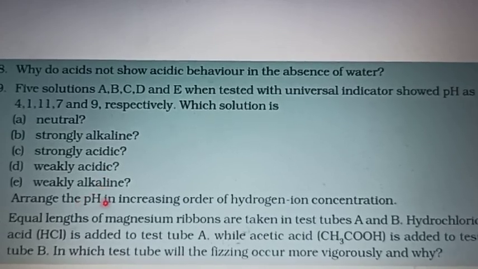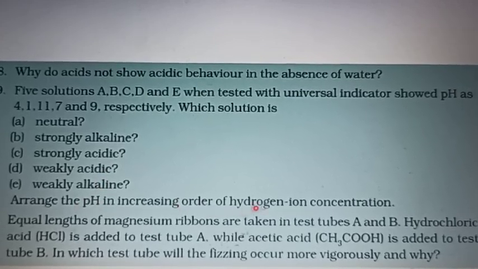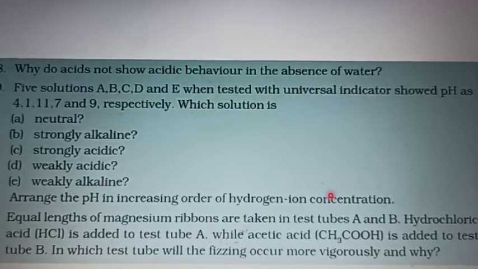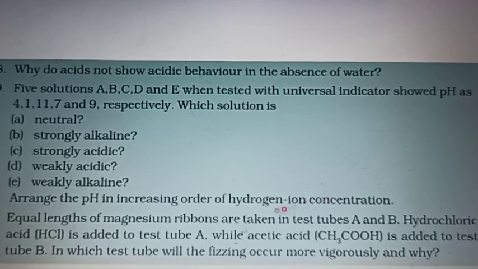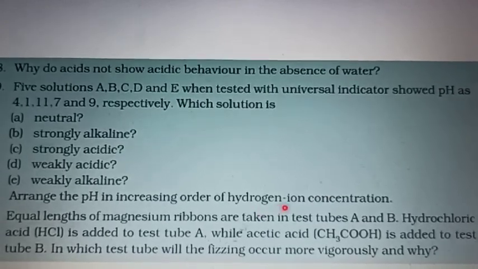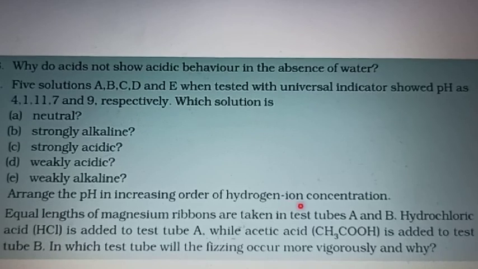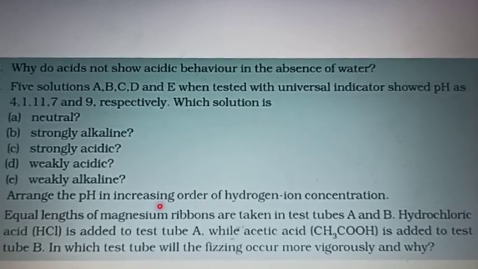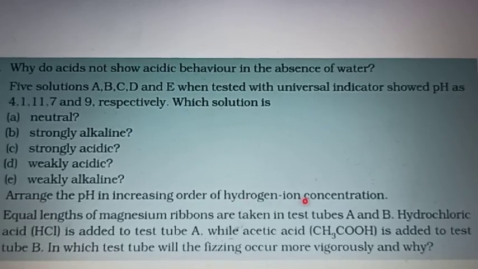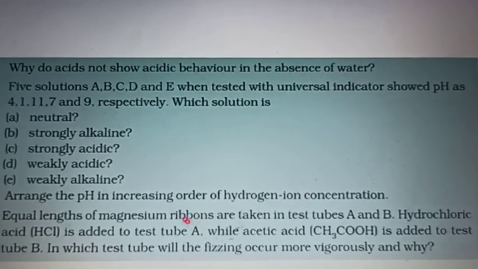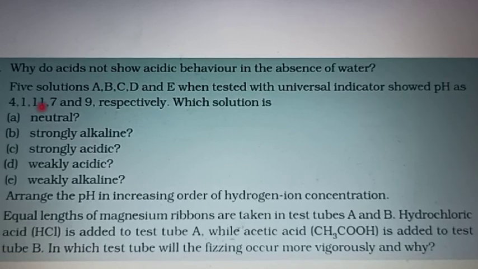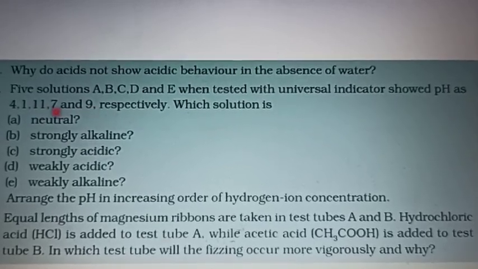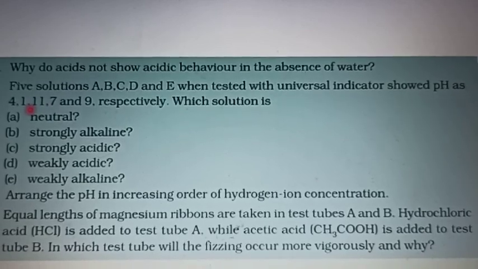Then arrange the pH in increasing order of hydrogen ion concentration. Right? Hydrogen ion concentration is more when it is acid, and as we go from right to left in the pH scale, the hydrogen ion concentration will increase. So how will you write? First of all, you will write pH 11, then 9, then 7, then 4 and then 1.